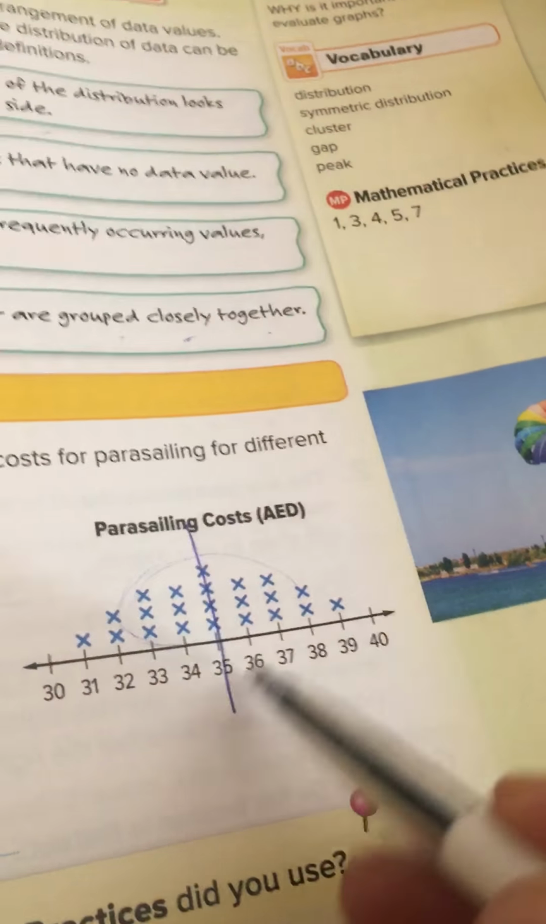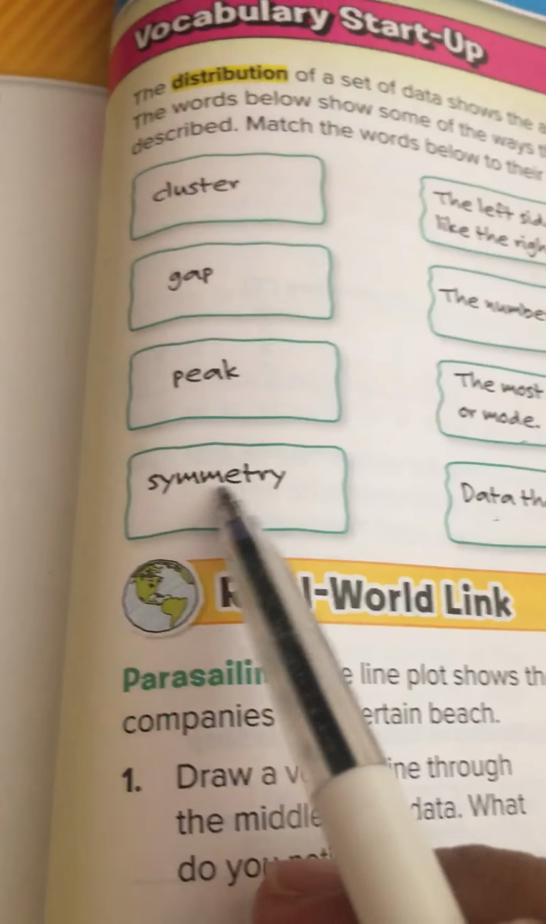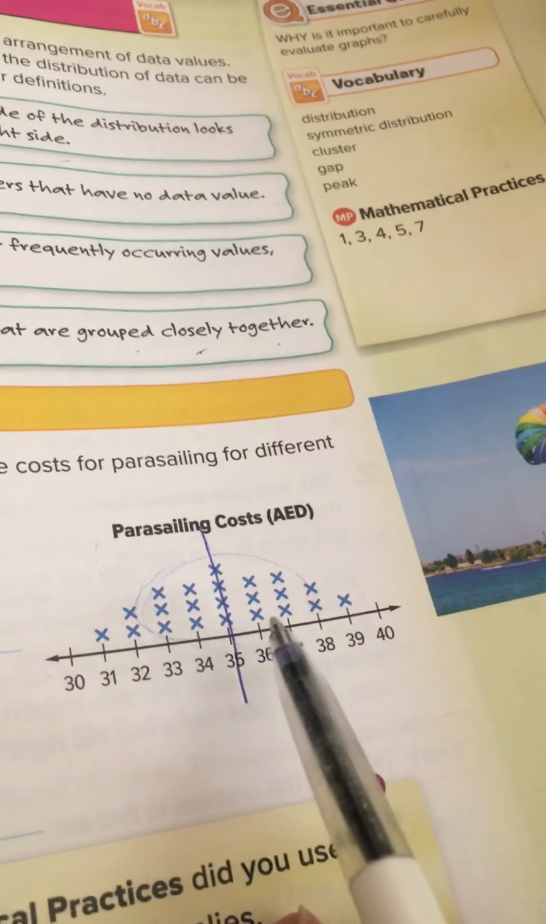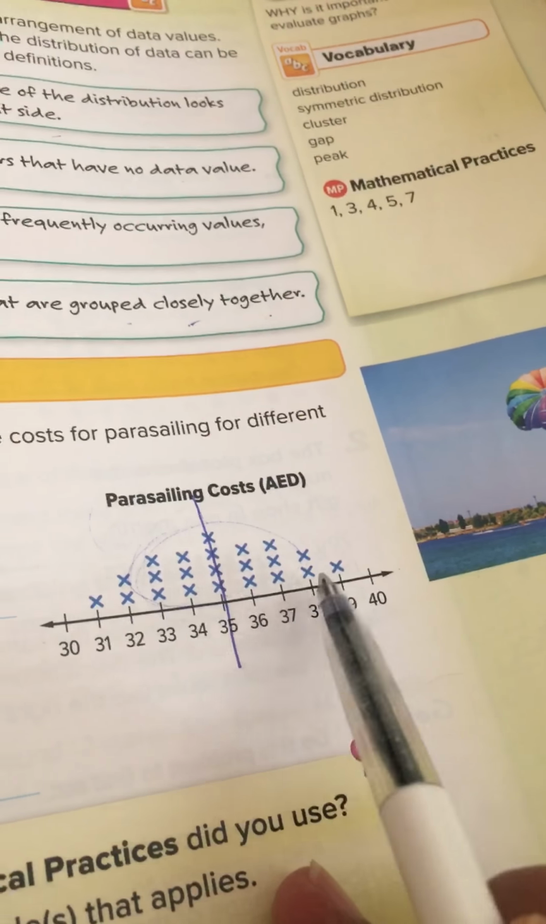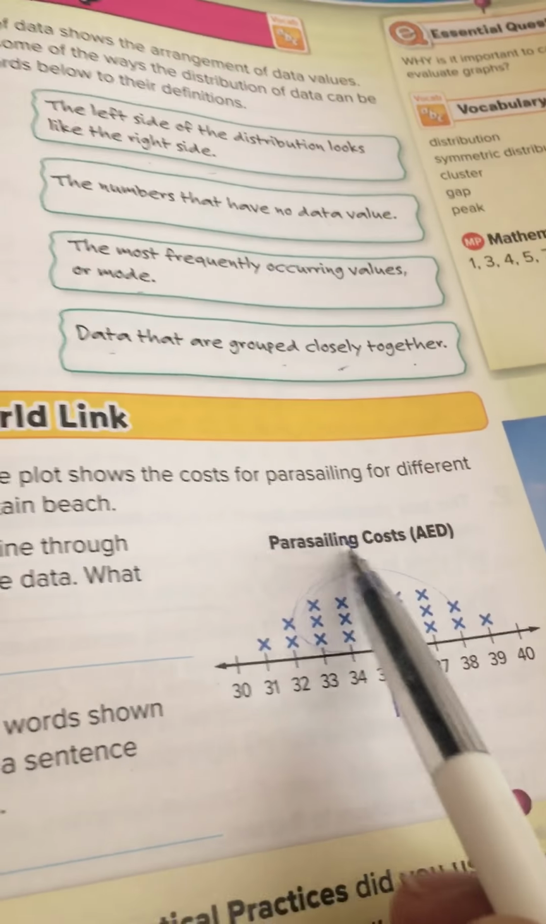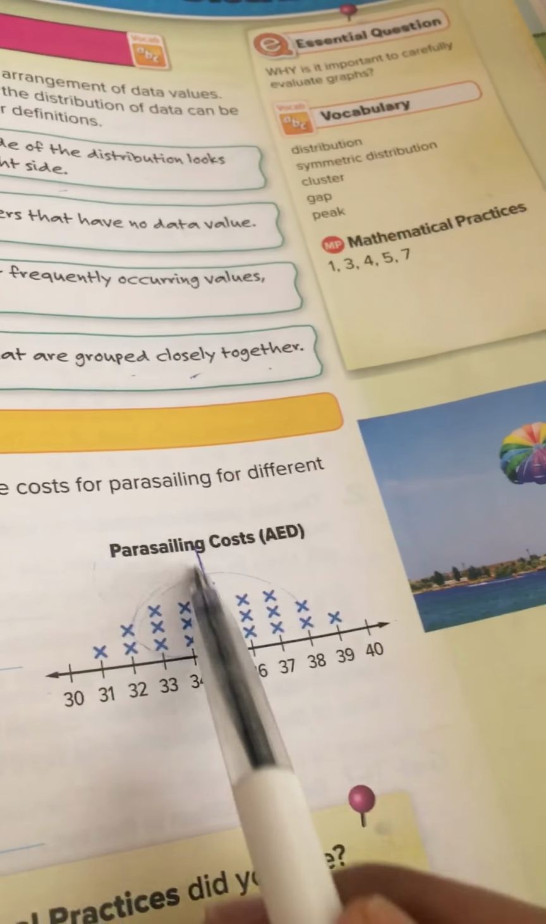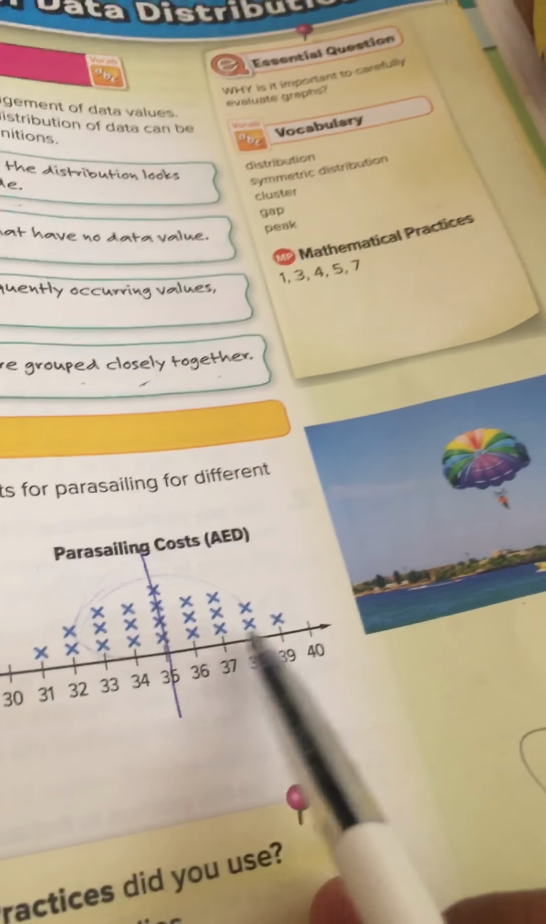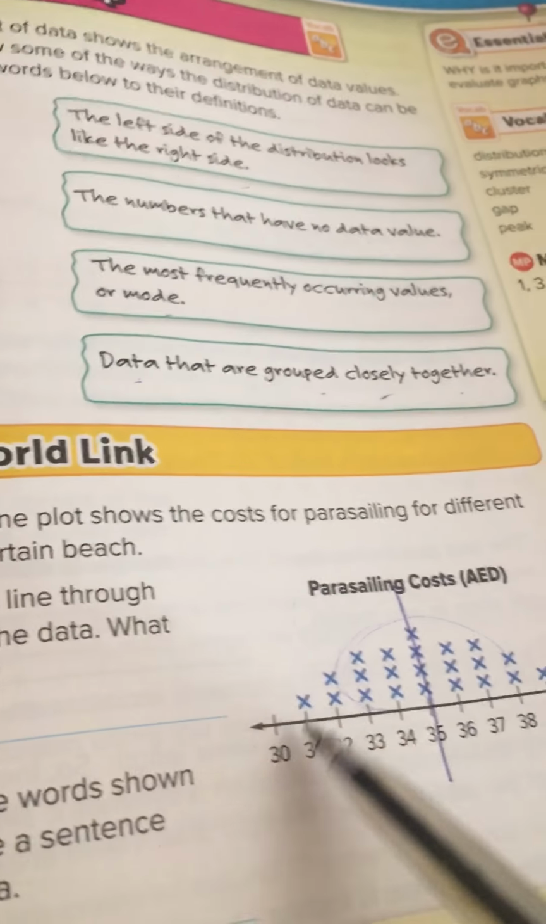For example, if I draw a line here, this is symmetric. What's the meaning of symmetry? This on the left equals this on the right. Exact. 3, 3, 3, 3, 2, 2, 1, 1. So this is called a symmetric distribution. The distribution is symmetric, yes, because if I draw a line in the middle, I will find this is equal to this: 3, 3, 3, 2, 2, 1, 1. So symmetry. Okay. Is there a gap? No gap here.